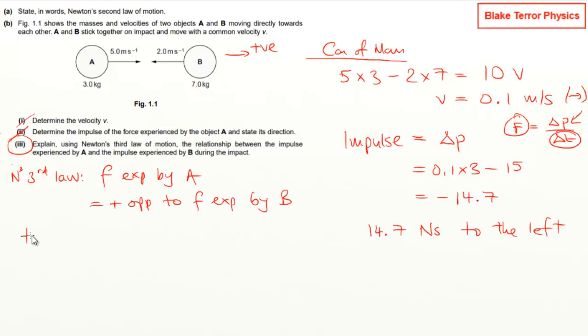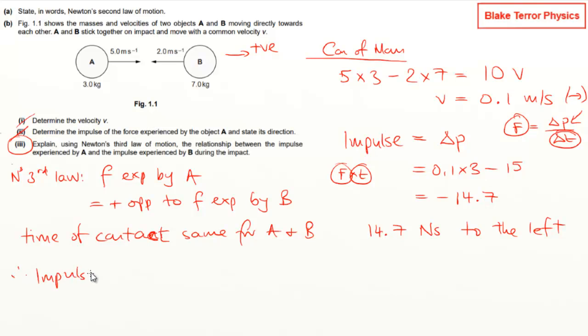And also we can say that the time of contact is the same for A and B. So we've got the two things which are included here in our impulse calculation. The impulse is force times time. We've said that the time is the same for both, and the force is equal in magnitude but opposite direction. So the impulse will be the same magnitude but in the opposite direction.